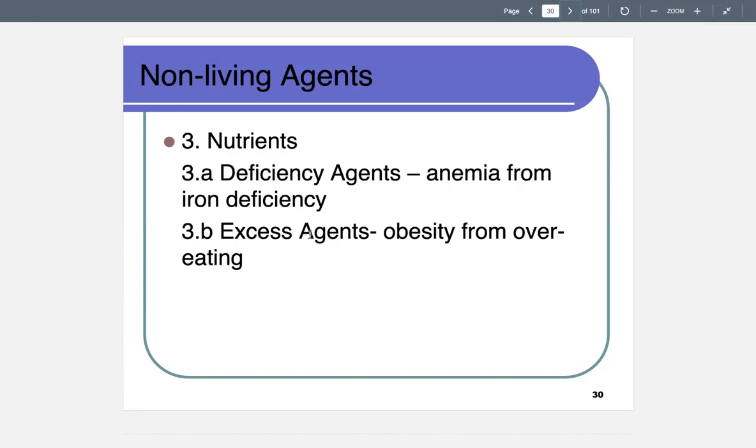Excess agent, ito naman yung sobra-sobra. For example, yung sobra-sobrang intake ng mga high-fat food, mga high-calorie food. That could lead to obesity. Mataas yung cholesterol in the body. Okay, so excess agents, sobra-sobra.